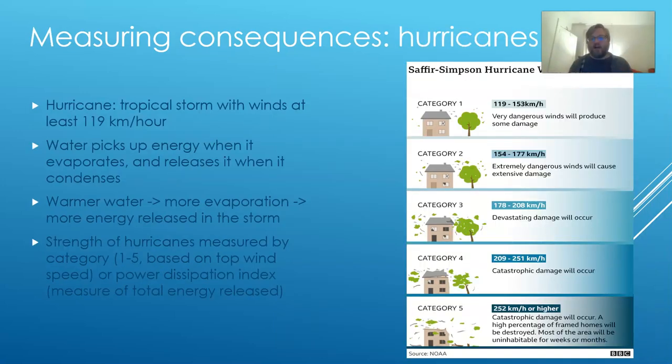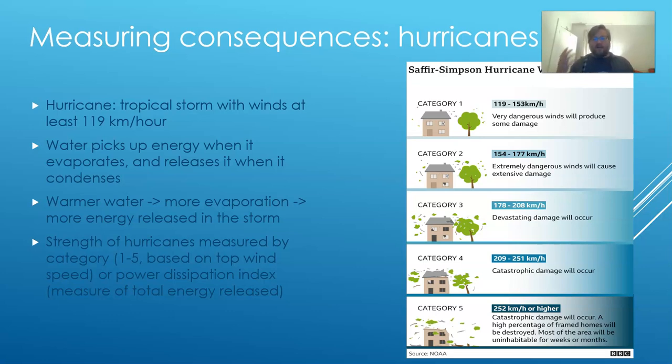Okay, another consequence that we can get from climate change is changes to hurricanes. So a hurricane is a tropical storm with winds of at least 119 kilometers per hour. So that's the threshold that makes you go from a tropical storm to officially a hurricane. And we get hurricanes in various parts of the world. They tend to be called typhoons or cyclones in some parts of the world, but it's the same kind of storm. It's the same phenomenon that we call a hurricane when it happens in the North Atlantic. And so I'm going to keep talking about hurricanes because that's what we get for the most part here in the United States.